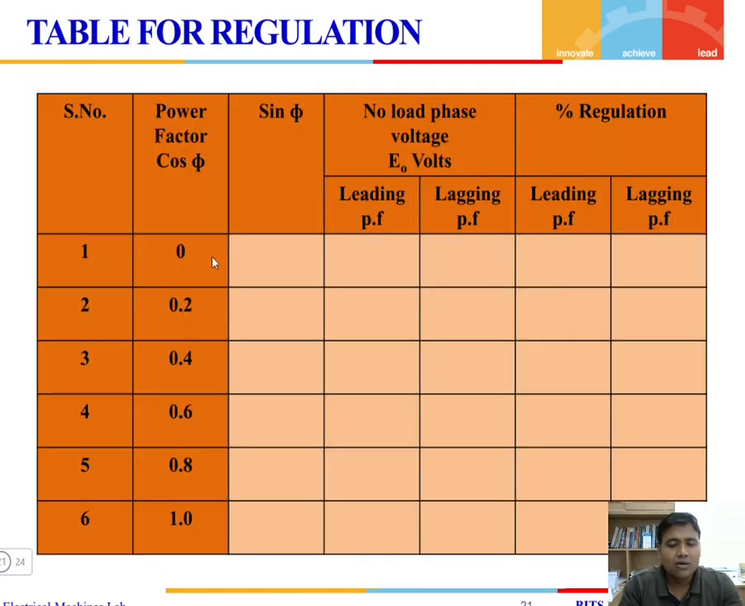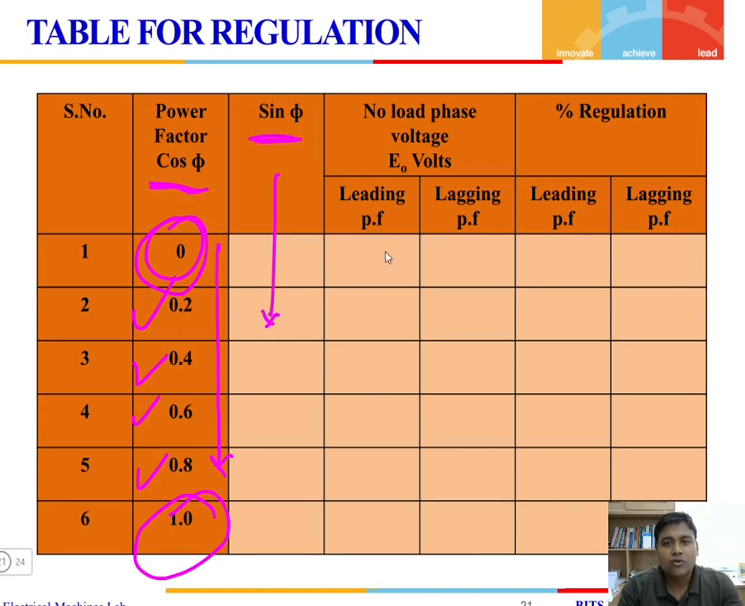Here we vary the power factor from 0, that is zero power factor, to unity power factor at different extents, 0.2, 0.4, 0.6 and 0.8, and we obtain the value of sin phi, because cos phi we know, we can easily determine the value of sin phi. For the leading case and for the lagging case, two different cases we have taken. One is the load is leading in nature, and the other is the load is lagging in nature.